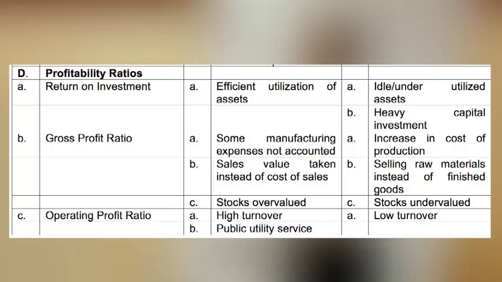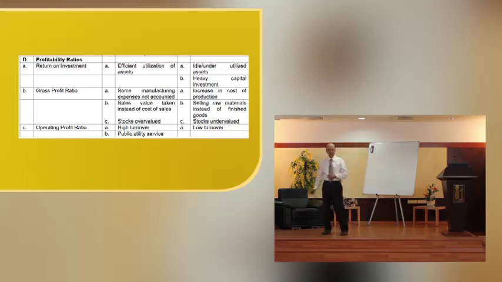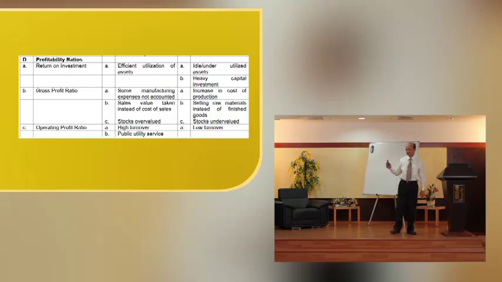Then another ratio, the gross profit ratio. If it is high, obviously it is a good sign, but certain negative features can be drawn. One of these features, if it is high, is that some manufacturing expenses are not accounted. As a banker, it is to be explored. We have to have a thorough examination if any doubts arise. Another feature is that sales value may have been taken instead of cost of sales while computing this. Then if the ratio is on the lower side, what is the interpretation we can draw?